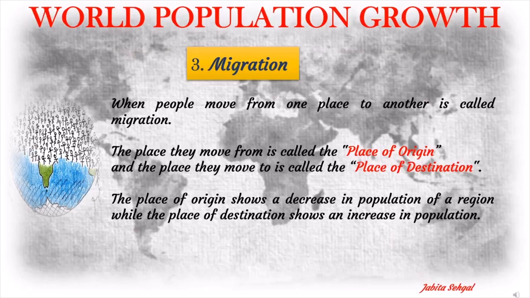The third component is migration. When people move from one place to another is called migration. The place they move from is called the place of origin, and the place they move to is called the place of destination. The place of origin shows a decrease in population of the region, while the place of destination shows an increase in population of the region.